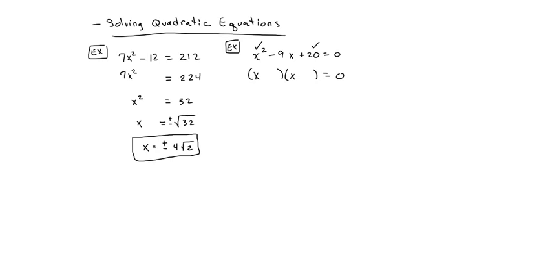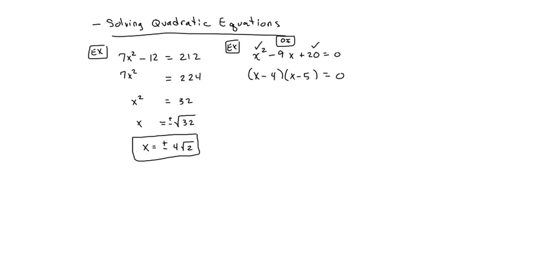Now you have to think ahead though. Eventually you're going to go outer product, inner product, and you're going to add them up, and you're going to get a negative 9. So the only way that can happen is if you have a negative times a negative. A negative times a negative equals a positive. So 4 times 5 is 20.